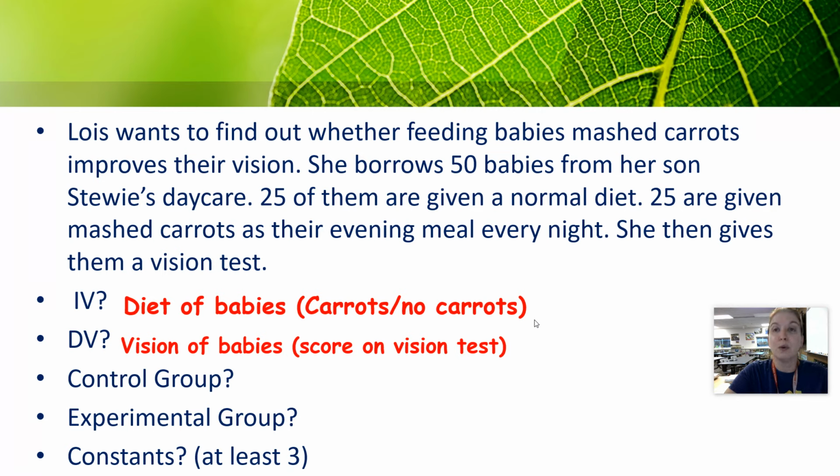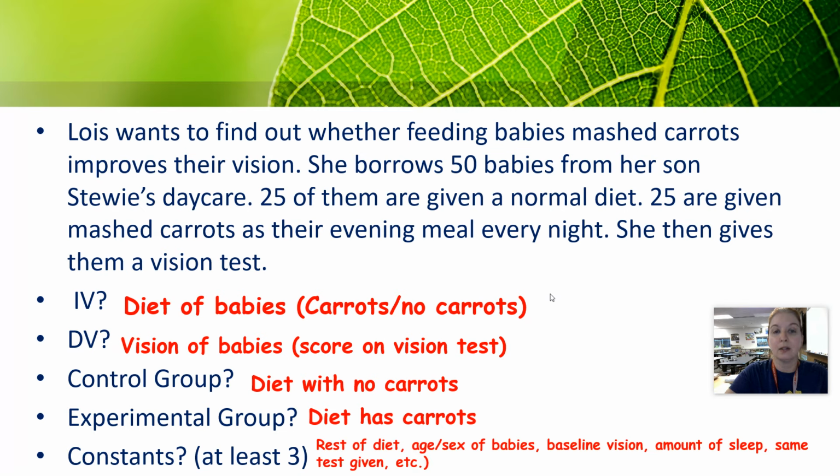Control group is what does not get the experimental factor. That's going to be the diet with no carrots. Experimental group is the diet that has carrots. And then our constants, you can look at the rest of the diet is all the same, the age, the sex of the babies. Everyone has a decent baseline vision before you start doing this, the amount of sleep the babies get, make sure all the same test is given, things like that. So you want to list some constants so the person grading your test knows, okay, you know that there needs to be constants.